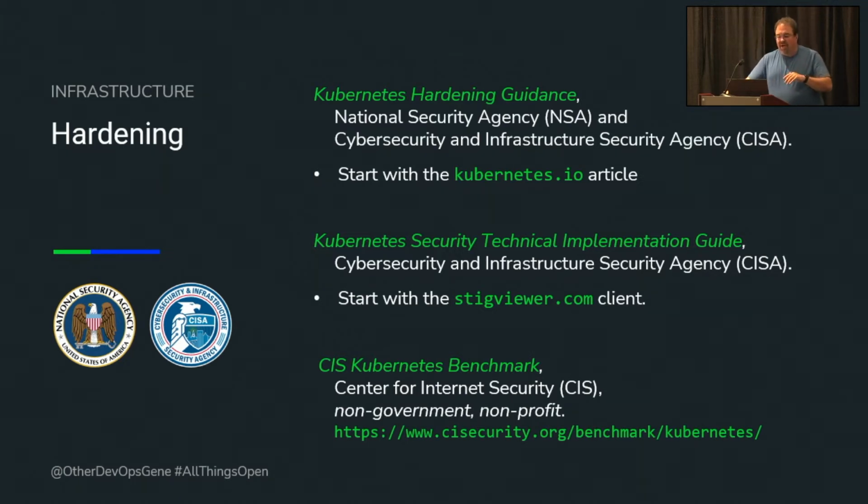Anyway, the Kubernetes hardening guidance is a paper put out by the National Security Agency and CISA, the Cybersecurity and Infrastructure Security Agency. It's not easy to read, but if you Google Kubernetes hardening guidance, there's a Kubernetes.io article that comes up that explains it in English first. Then you can go in and look through it. It's got good information in there. It's not impossible to decipher or anything like that, and it's not 1,000 pages long. It's fairly usable. I wouldn't say readable. It's not a novel. It's a set of guidelines, but it's worth going through. There's also the Kubernetes Security Technical Implementation Guide, which is the STIG I mentioned earlier.